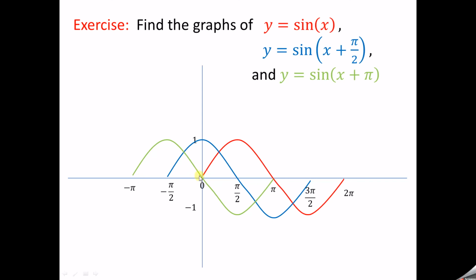So the red colored curve passes through the point 0, 0, whereas the green colored curve passes through the point minus pi, 0, because we are shifting to the left a distance pi. So all these three functions differ in the phase shift. The second and third functions are obtained from the first function by simply shifting to the left. For the second one, pi by 2 to the left, and for the third one, pi to the left.